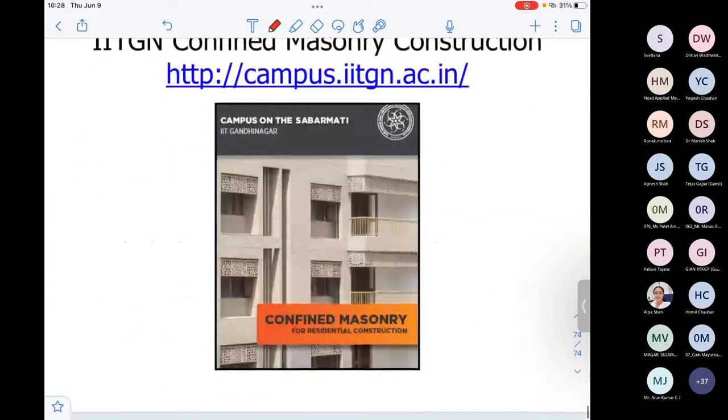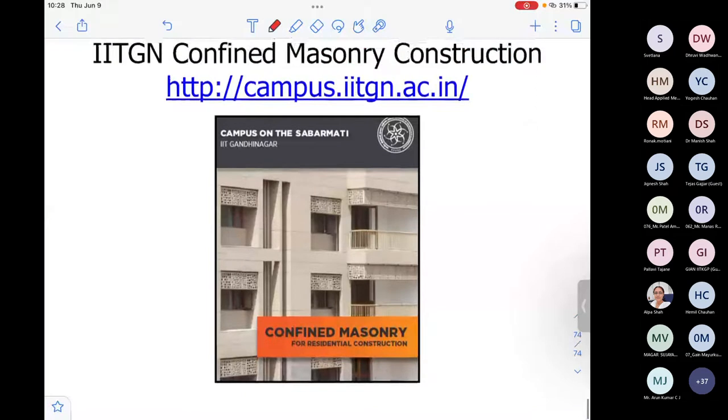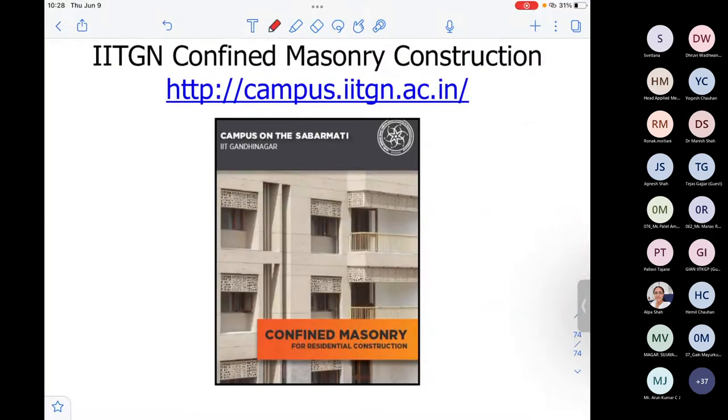So this is the publication I'm suggesting that you download. It's really useful, and I suggest that you take a look at it before tomorrow's discussion with Mr. Anil Shah, who is going to join in the second session tomorrow. And it actually explains the construction. This one explains, and lots of photographs are there.